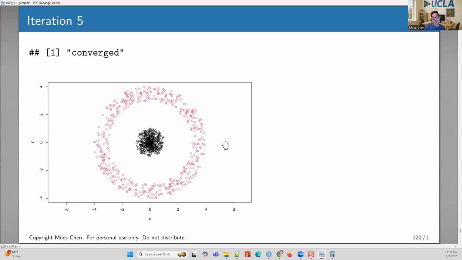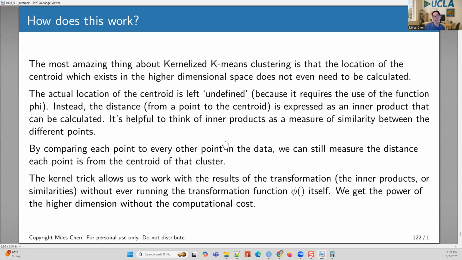What's happening in the higher dimensional space? I don't know, but that's okay. We have a way to project the data into this higher dimensional space. We have a way to calculate the distances to the centroids, and based on those distances, we reassign them. So here we're converged, and that's that. I also wrote a couple extra slides that explain how this thing works.